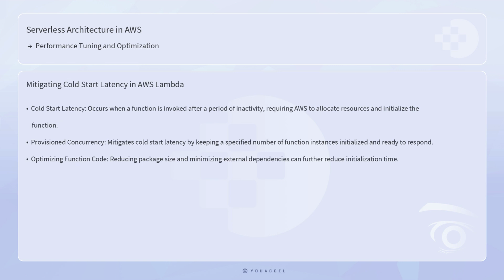Another critical aspect is the cold start latency, which occurs when a function is invoked after a period of inactivity, requiring AWS to allocate resources and initialize the function. Techniques such as provisioned concurrency can mitigate cold start latency by keeping a specified number of function instances initialized and ready to respond. Additionally, optimizing the function code by reducing package size and minimizing external dependencies can further reduce initialization time.